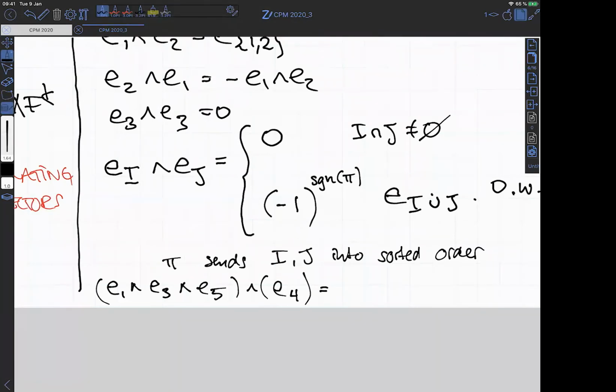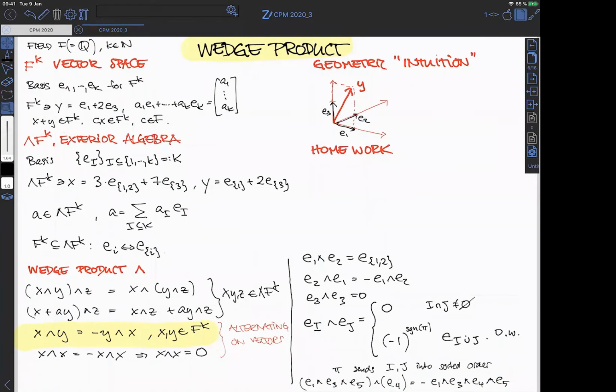So by the alternating property, that is going to be E1, E3, E4, wedge E5. I can drop the parentheses because I promised you that the thing is going to be associative. Okay, so this is how you play around with these things.